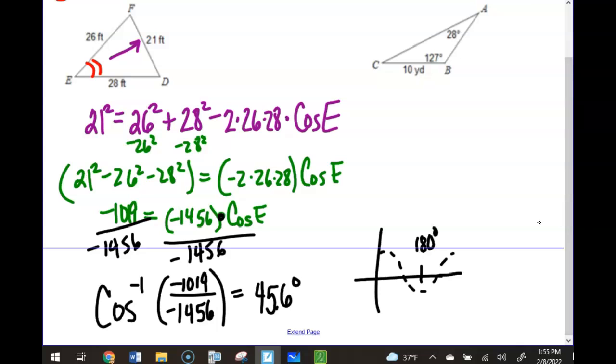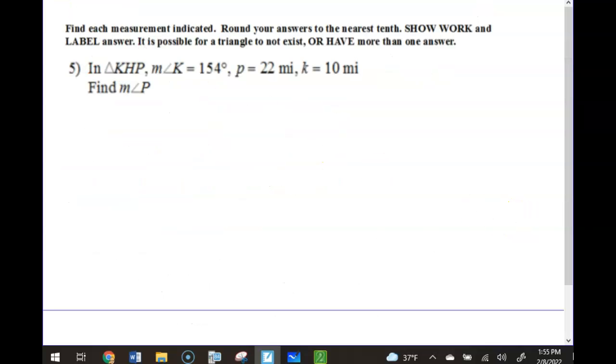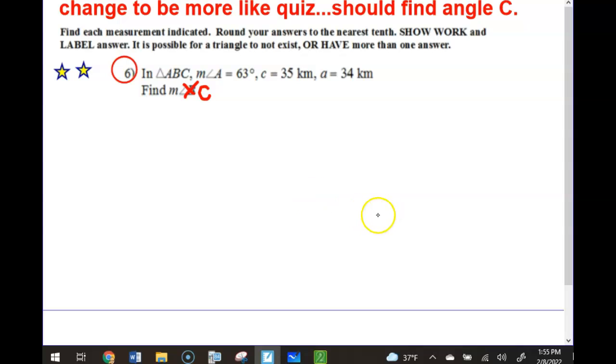45.6. Yes? Okay. I'm going to jump to number 6. You can change this to say find angle C, because that will make it similar to the quiz question.